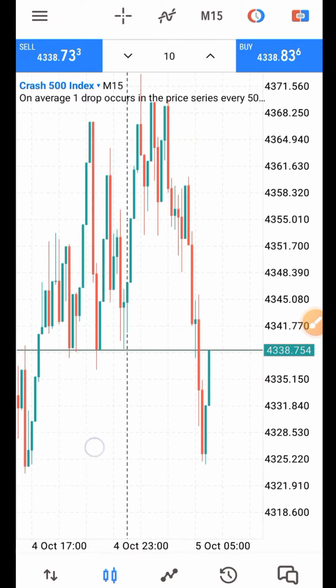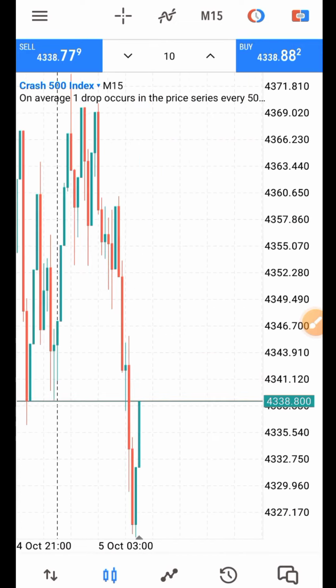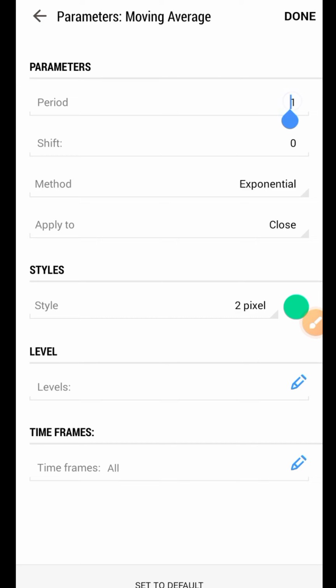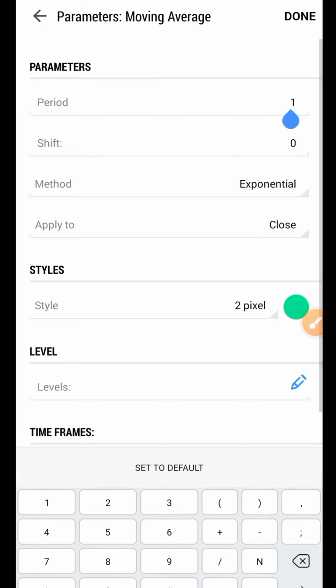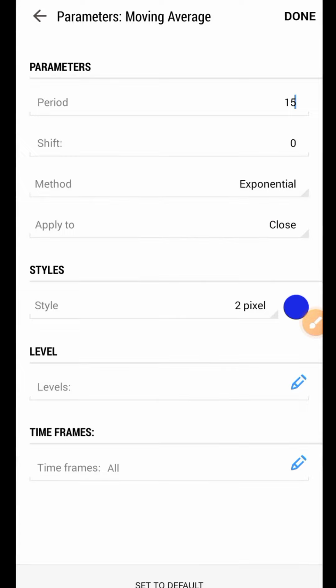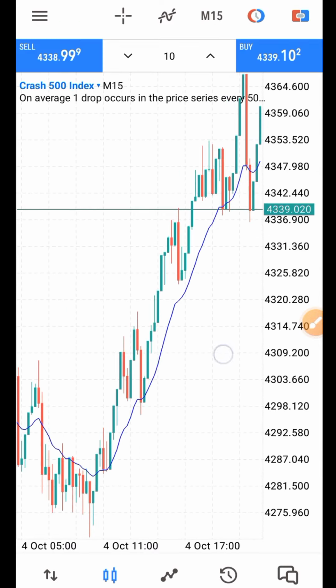So on the main chart now, we are going to add the moving average, which is a 15 period exponential moving average. You come to the F plus, you find the moving average, you change the period here to 15. Leave the shift at 0, method exponential, apply to close. Under the style here, you can choose a different color of your choice. I like using blue, so click on done. If you do it correctly, you should have something like this on your chart.